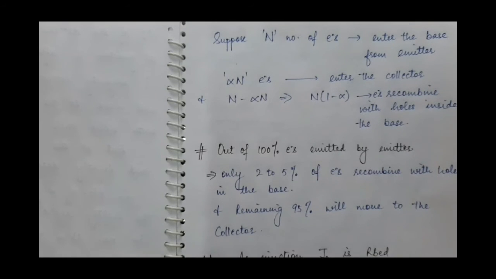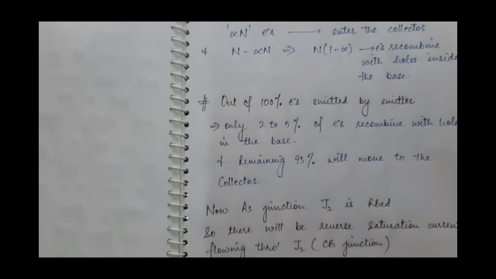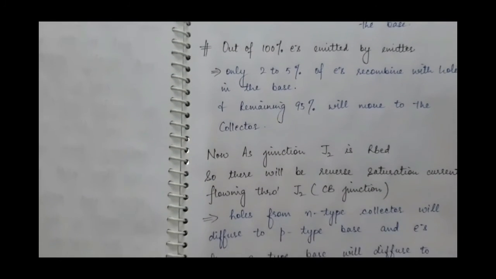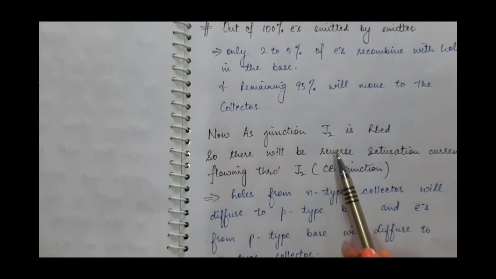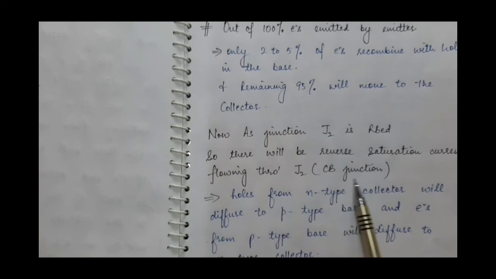Now we have already studied everything about junction J1, which is the emitter base junction, and now we will discuss junction J2, which is reverse biased. As junction J2, the collector base junction, is reverse biased, we know that in a reverse biased junction majority carriers can't cross the junction, but minority carriers can, and because of this there will be a reverse saturation current flowing through the collector base junction J2.